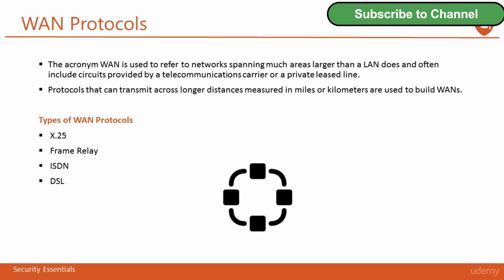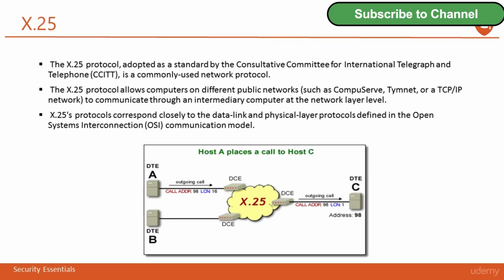Let's go through these. First is X.25. The X.25 protocol was adopted as a standard by the Consultative Committee for International Telegraph and Telephone, the CCITT, and is a commonly used network protocol. The X.25 protocols allow computers on different public networks like CompuServe, Tymnet, or TCP/IP networks to communicate through an intermediary computer at the network layer level.